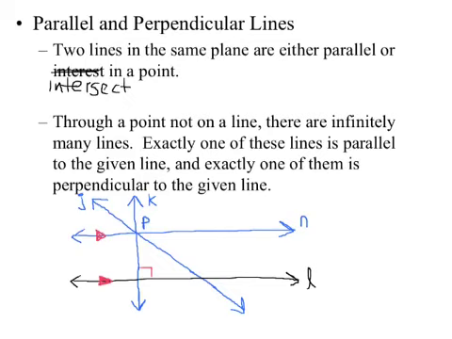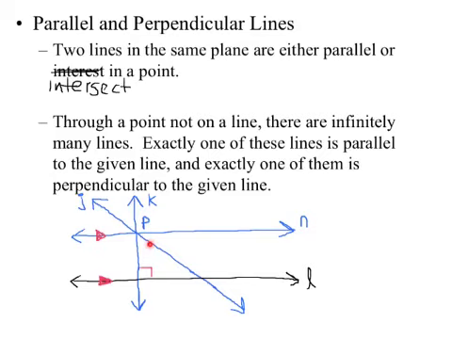Exactly one of these lines is parallel to the given line, and exactly one of them is perpendicular to the given line. Okay, let's look at this drawing. I have line L and point P.